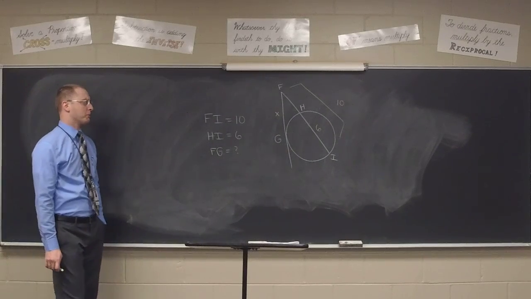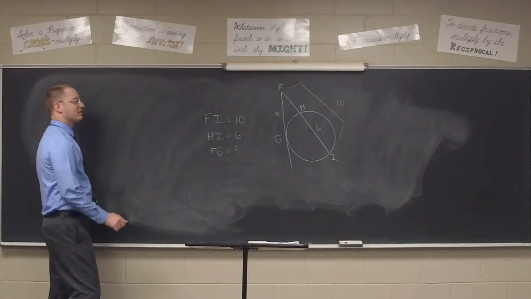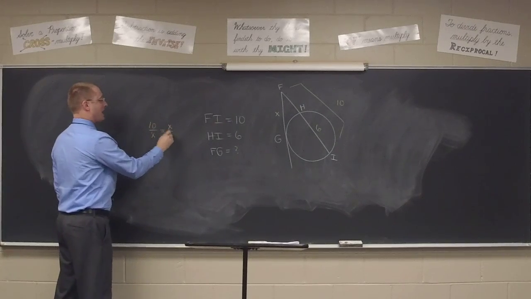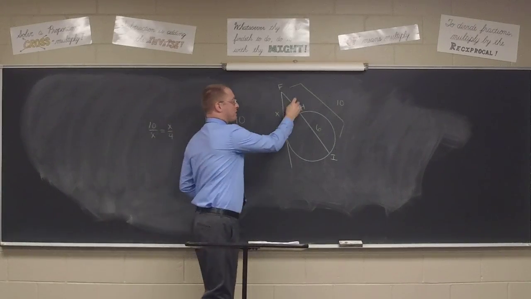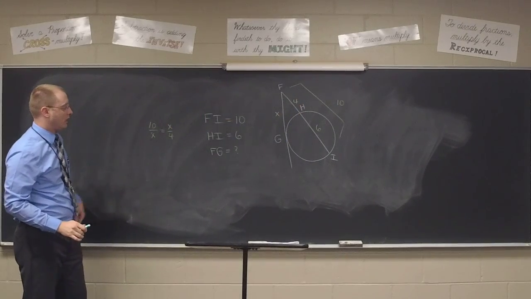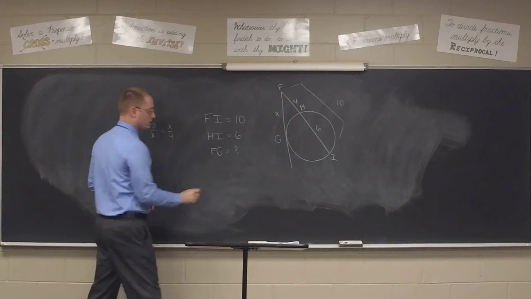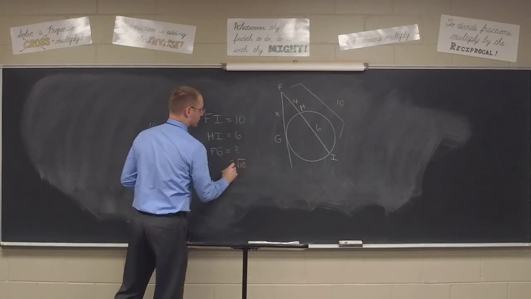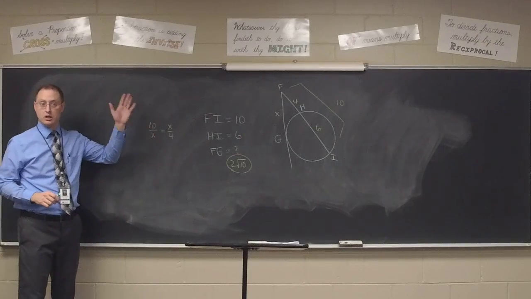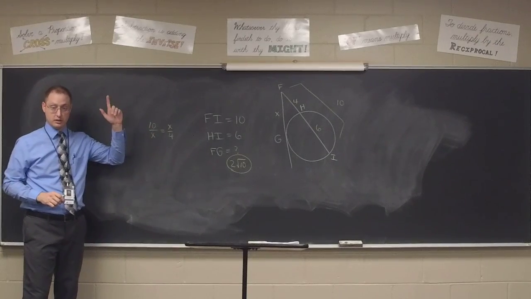Audrey, how do I set up the proportion here? 10 is to x as x is to 4. Good. 10 is to x, as x is to 4, that would be your external segment. What did you get for your tangent? Good, 2 times the square root of 10 units. Everybody got that answer? Any questions?